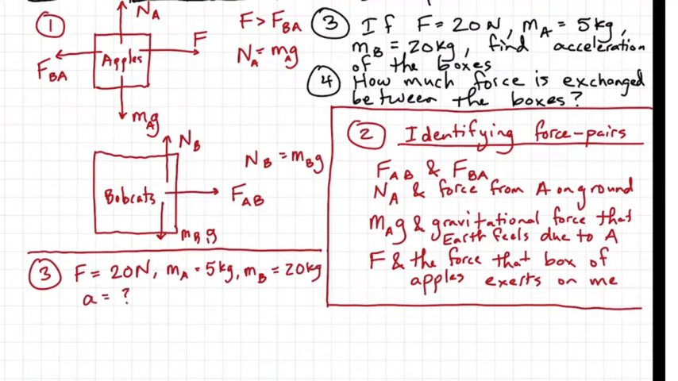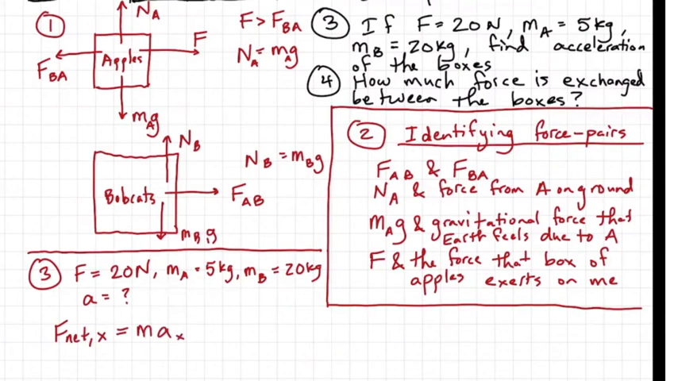So let's use our free body diagrams and Newton's second law here to help us do this. What we can say for sure is that the net force in the x direction is equal to mass times acceleration in the x direction. And that's true for both boxes.